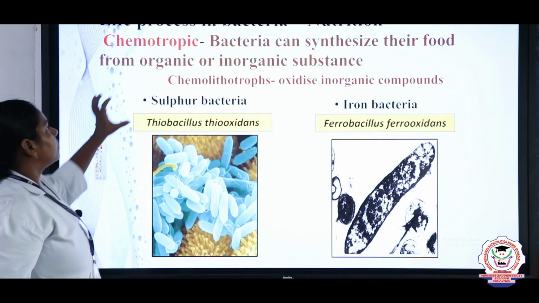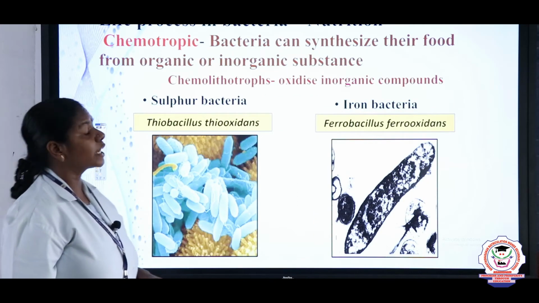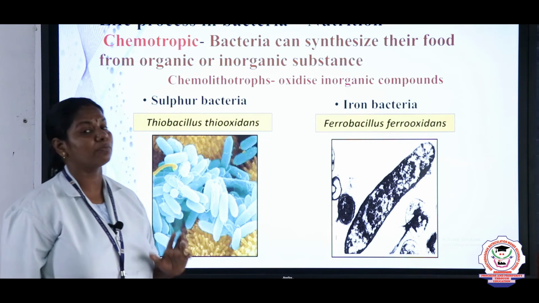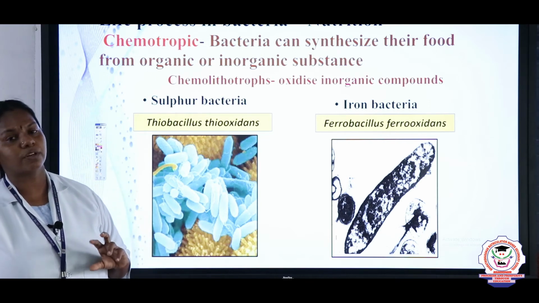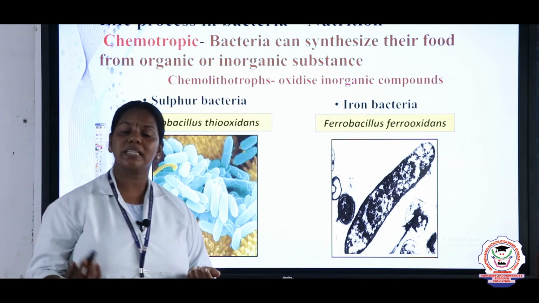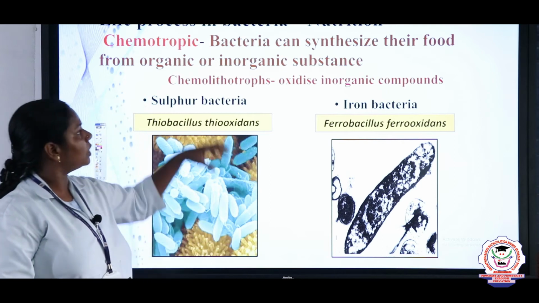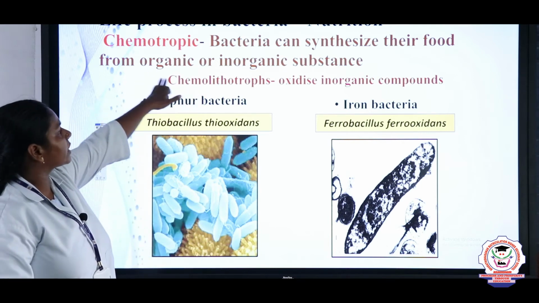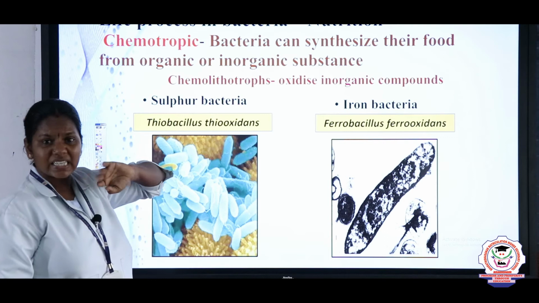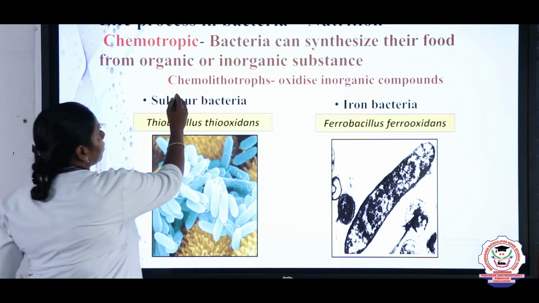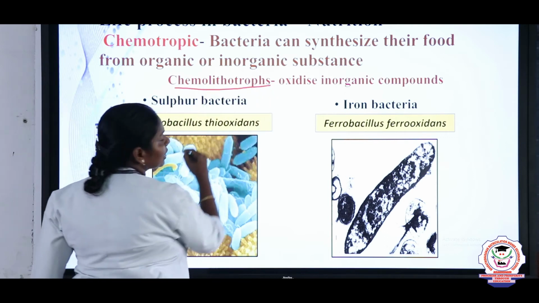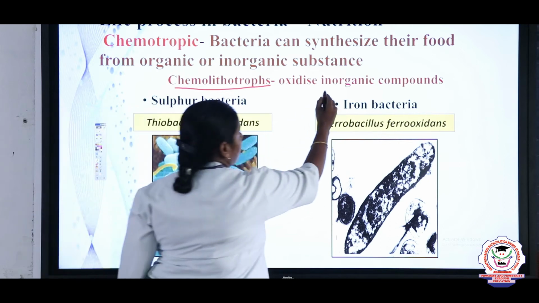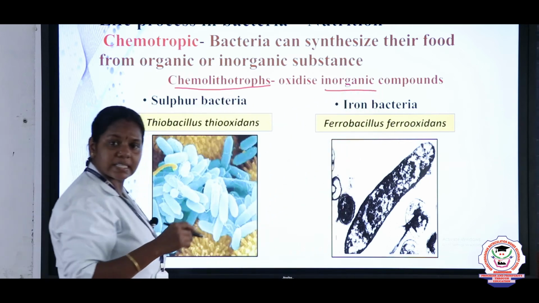And now next, the chemotrophic. Chemotrophic means they can synthesize their food with the help of organic as well as inorganic substances. It is classified into chemolithotrophs. What do you mean by lithotrophs, children? Inorganic. Organotrophs, they synthesize the organic.